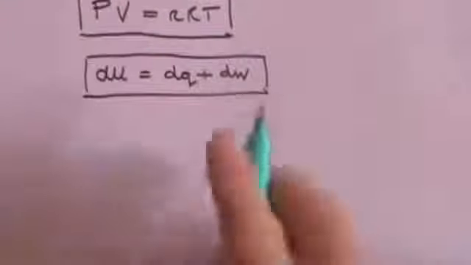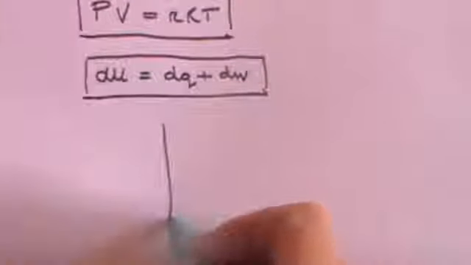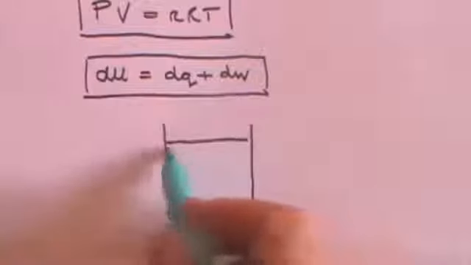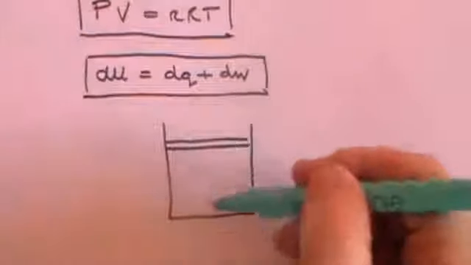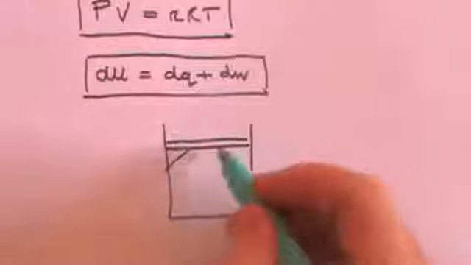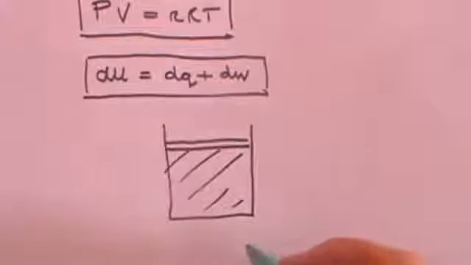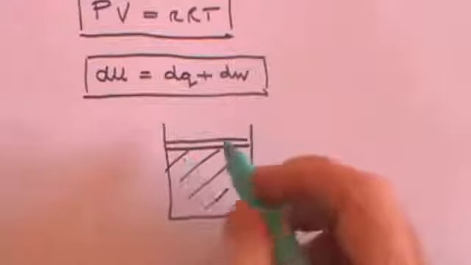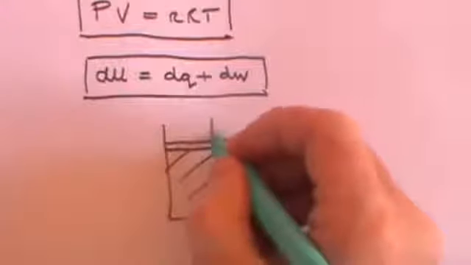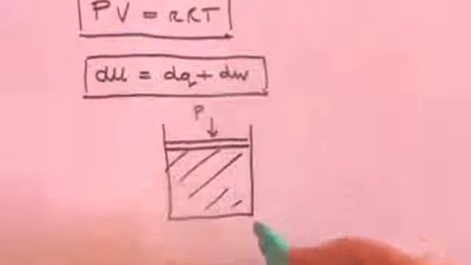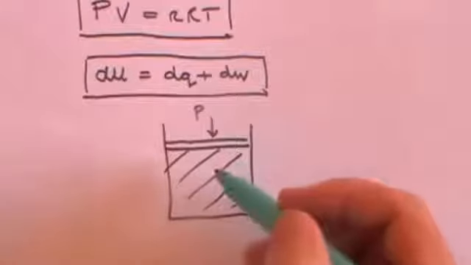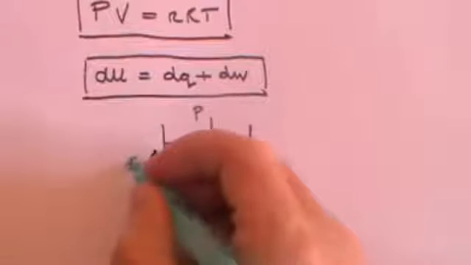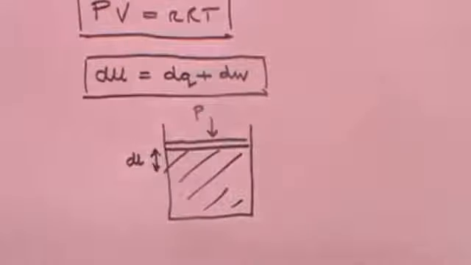Let's now consider a gas in a container. And we're going to have a piston here, which means that it can move up and down and the gas is in the container. And we can move that piston up and down without the gas escaping from the sides. And what we're going to do is to apply a pressure P to that piston in order to push it down. And we're going to push the piston down by a distance dl.